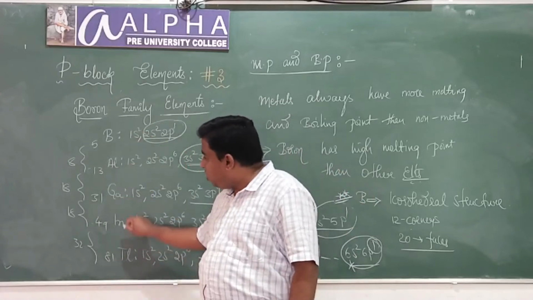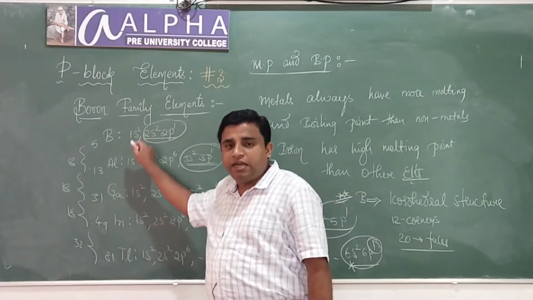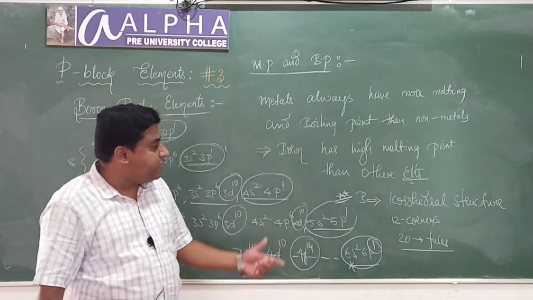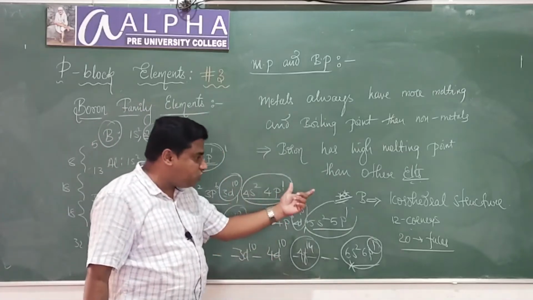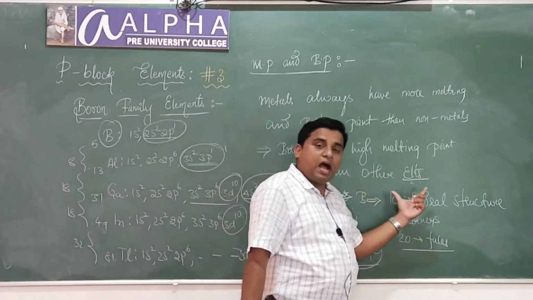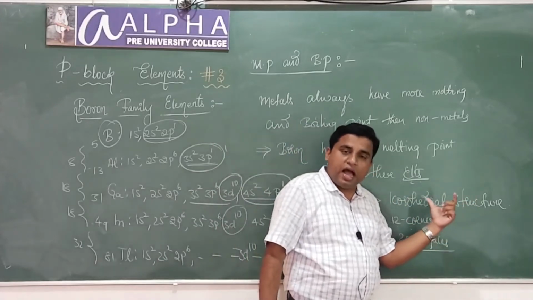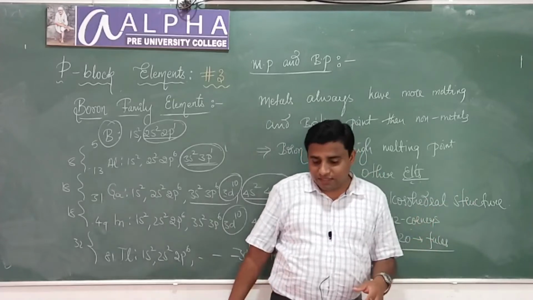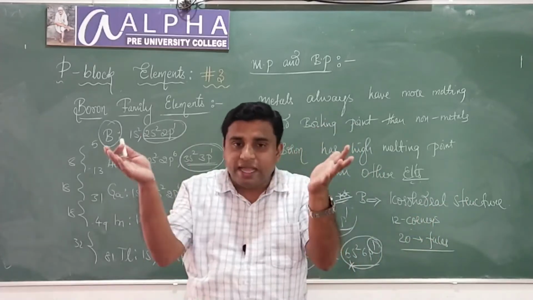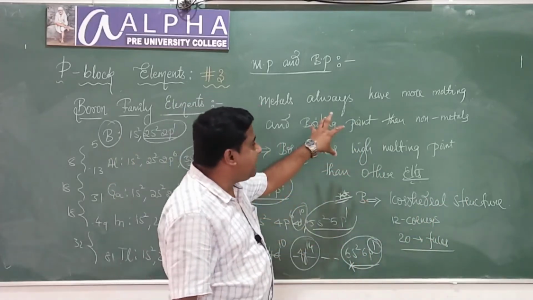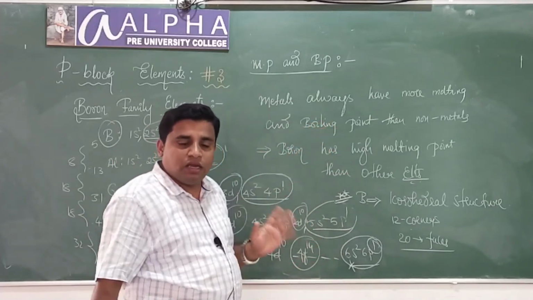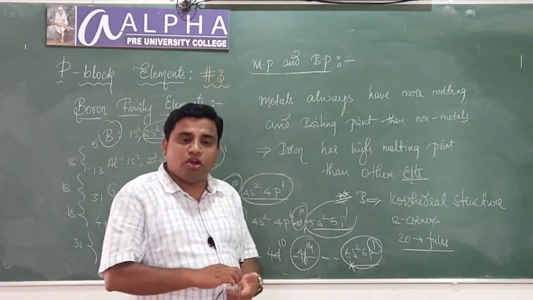Which among these elements has the highest melting point? It is boron. Why does boron have the highest melting point? It is because of its structure. Boron exists in an icosahedral structure, which has 12 corners and 20 faces. Please visualize the icosahedral structure because I cannot draw the 3-dimensional structure here. That's about melting point and boiling point.